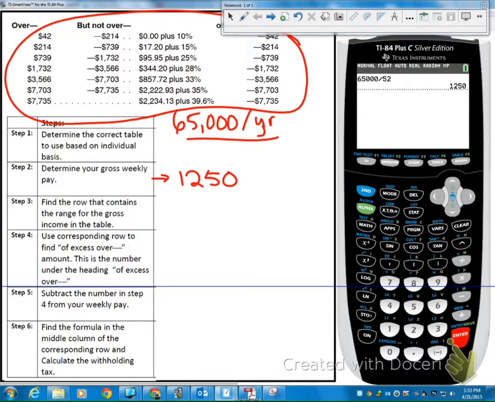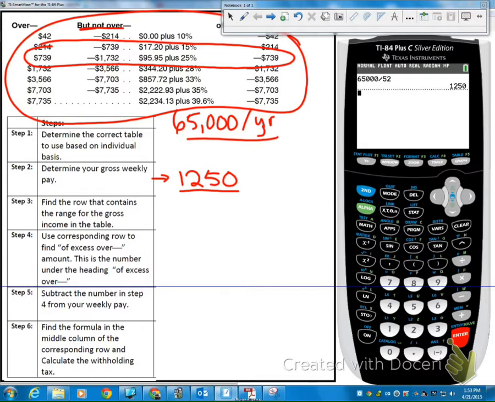Okay. Now that I know that, I want to say, okay, based on my table that I have here, what bracket do I need to be in? So let's take a look here. I have $12.50, so it's looking like I make over $739, but I make not over $1732. So I'm looking at which two numbers the $12.50 falls in between. And so now I have my setup. Okay, so it's my third row.